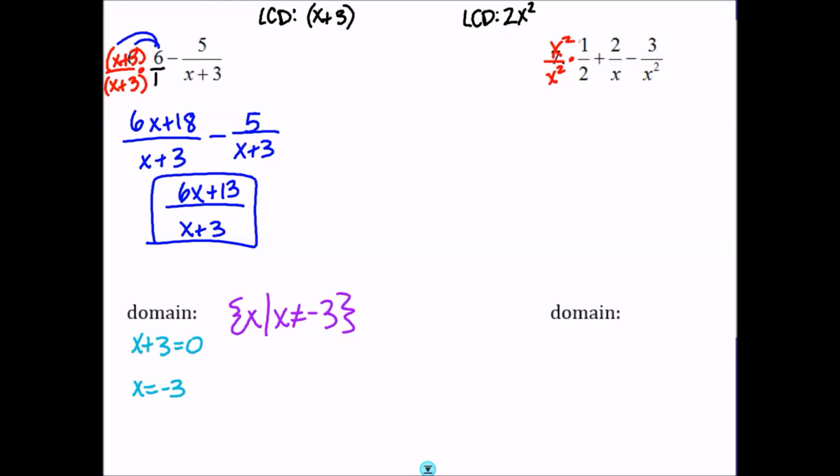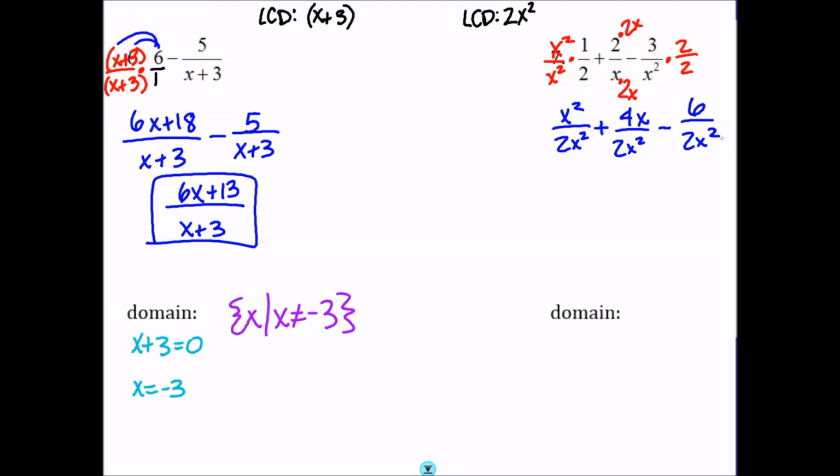The second fraction, if you look at the denominator, we already have an x, we need a 2, and another x. So we need to multiply this fraction by 2x. Then the third fraction just needs to be multiplied by 2 over 2. So now we can go ahead and multiply. First fraction ends up being x squared over 2x squared. The second fraction is 4x over 2x squared. Then the third fraction is 6 over 2x squared.